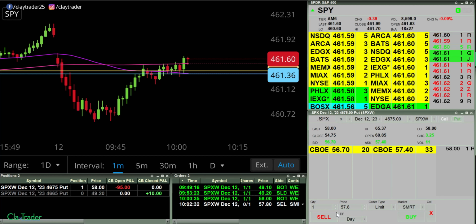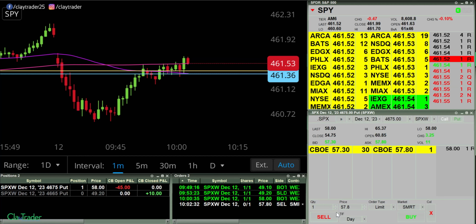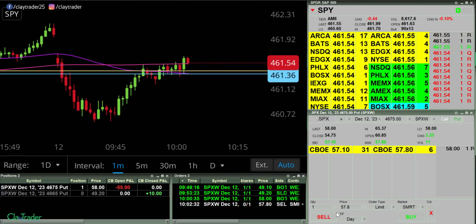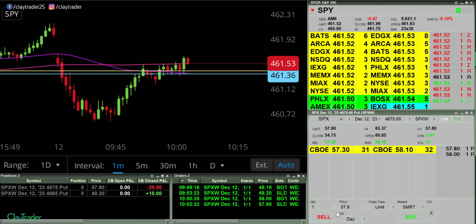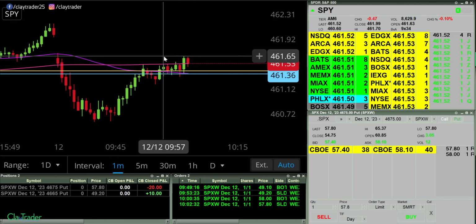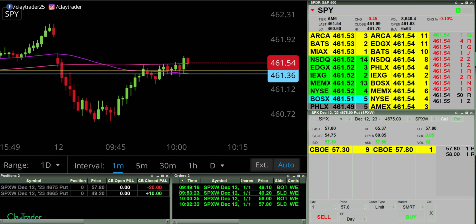Okay, I'm in lost control mode right now. I can't even get out at 57.80. Come on. So a $20 loss on that one. I don't even know if I should keep on trading. This is just kind of some garbage.